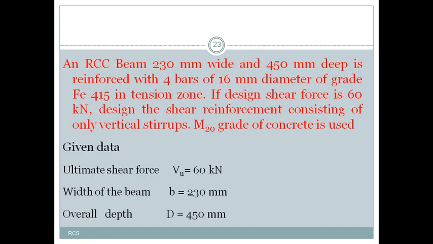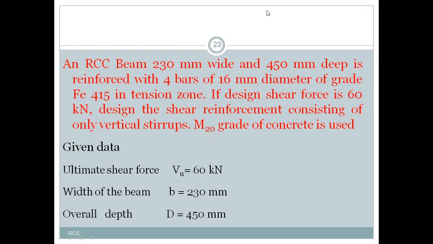Next we have another problem, that is an RCC beam 230 mm wide and 450 mm deep, reinforced with 4 bars of 16 mm dia, with a grade of steel of 415, provided in the tension zone, and the design shear force is 60 kilonewtons. The shear reinforcement consists of only vertical stirrups, using grade of concrete M20.